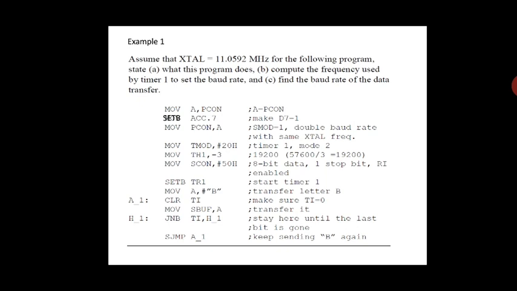Okay, it will go on transmitting bit by bit. When it reaches the stop bit, TI will be set to high, which means it is ready to transmit one more character. Before this, TI is 0. Once it is completed, just at the beginning of the stop bit for the character, it will get set, which means it will stay here until the last bit is gone. Okay, SJMP A_1, it will jump back to CLR TI because TI is set to 1. This process will keep on repeating, so you will find B continuously being copied onto the transmitter. That is the transmission operation.